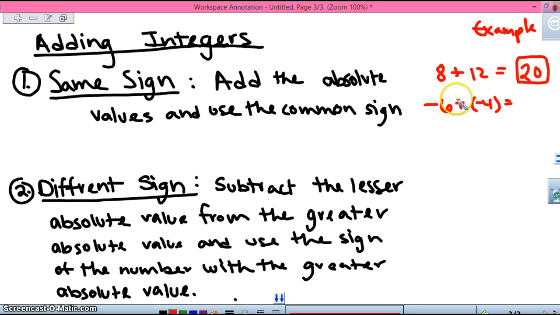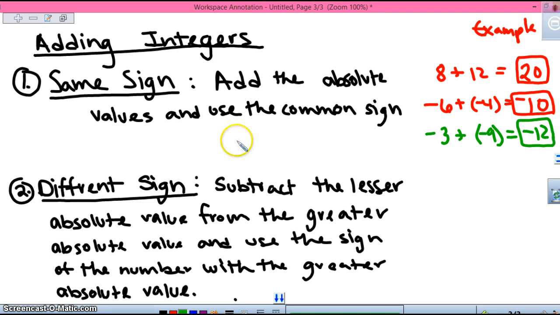Now, if we have negative 6 plus negative 4, our rule says add the absolute values and use the common sign. If we add, what is the absolute value of 6? 6. And the absolute value of 4? 4. And if we add that? 10. Well, we use the common sign, so that's why it is negative.